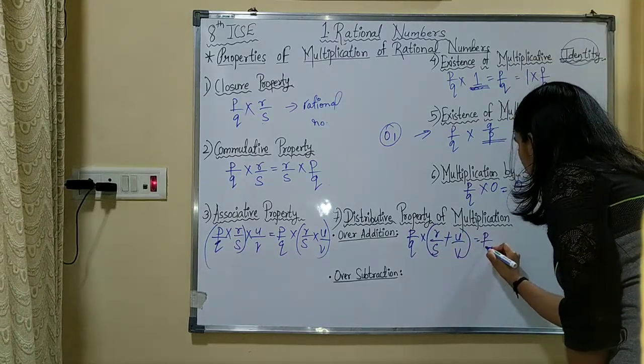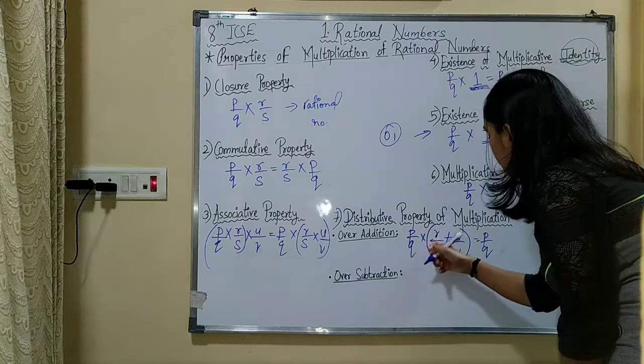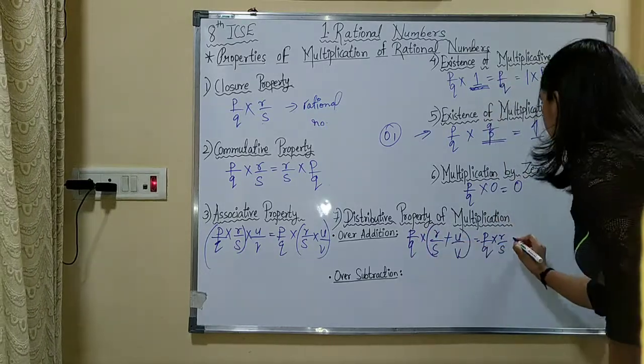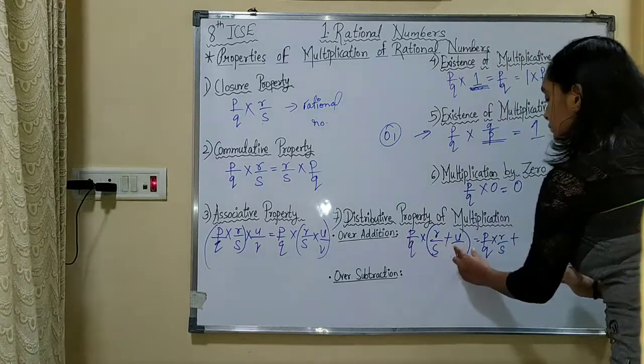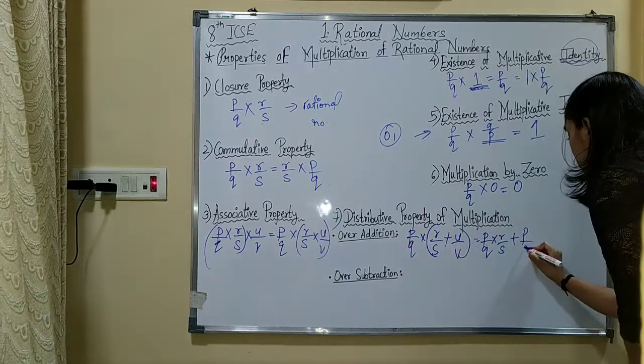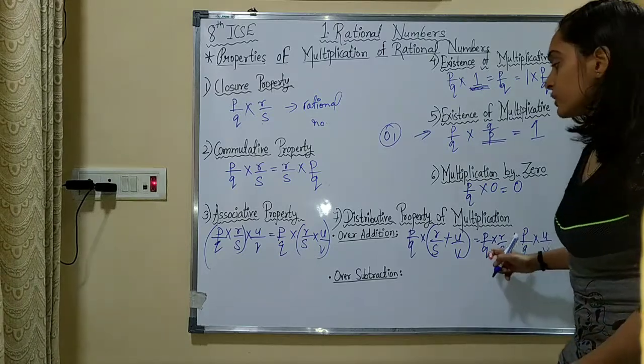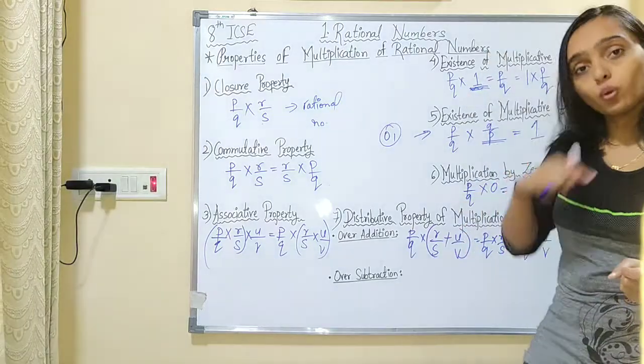That is, you get p upon q multiplied by r upon s plus p upon q again multiplied by u upon v. This is said to be the distributive property of multiplication over addition.